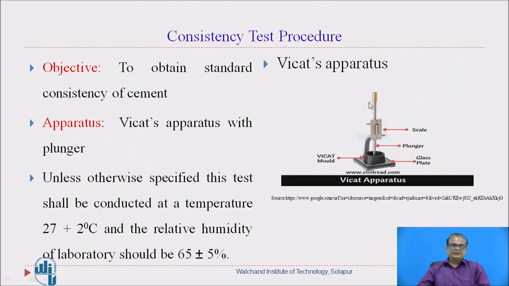Now let us see the consistency test procedure. Objective: to obtain standard consistency of cement. Apparatus used: Vicat's apparatus. Here you can see Vicat's apparatus with plunger. This particular test should be carried out at a temperature of 27 plus or minus 2 degrees centigrade, and the relative humidity of the laboratory should be 65 plus or minus 5%.